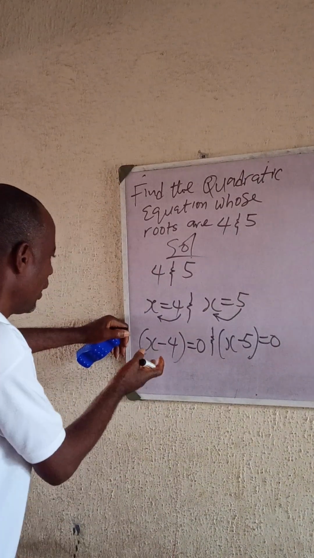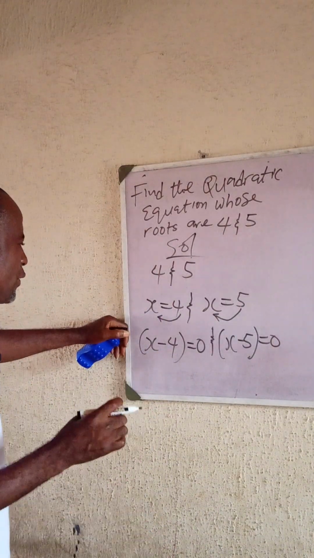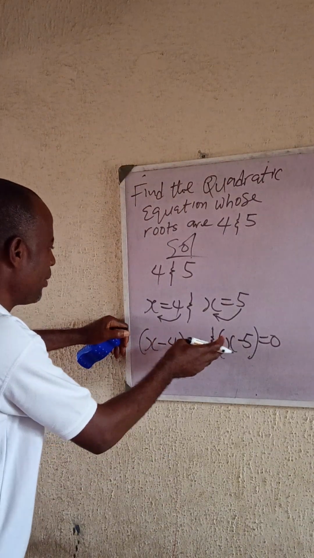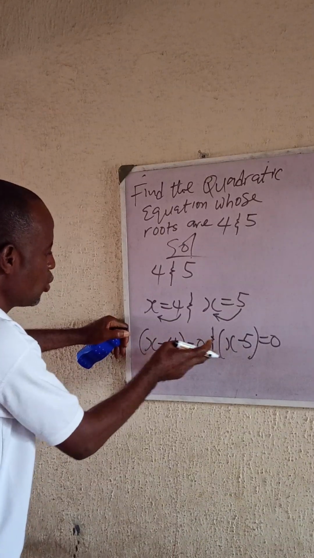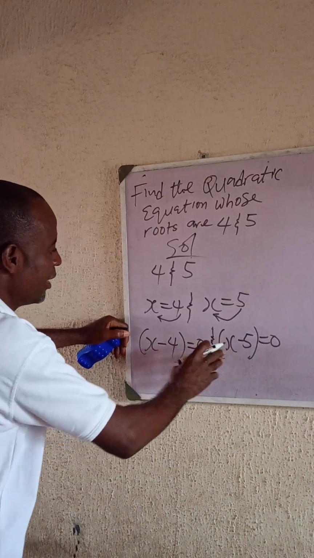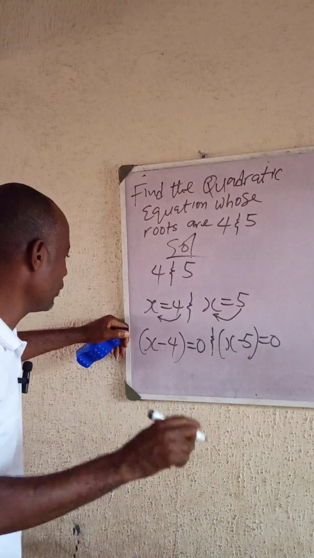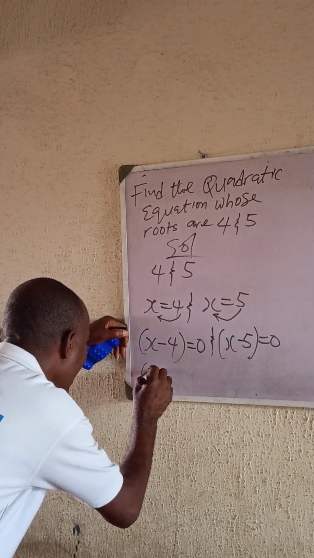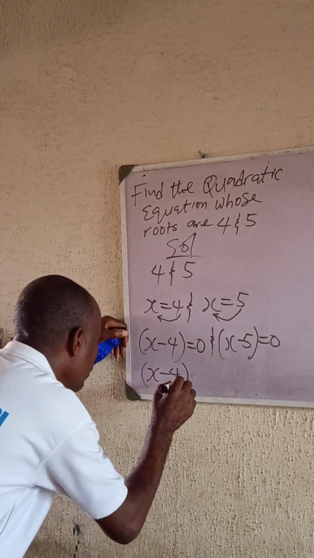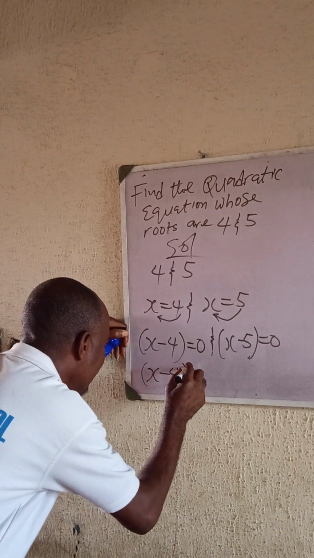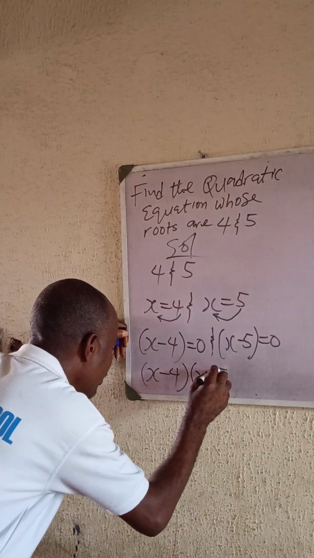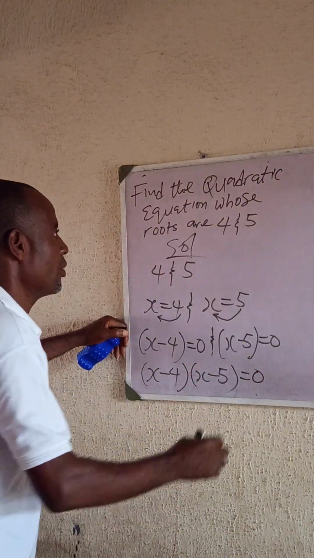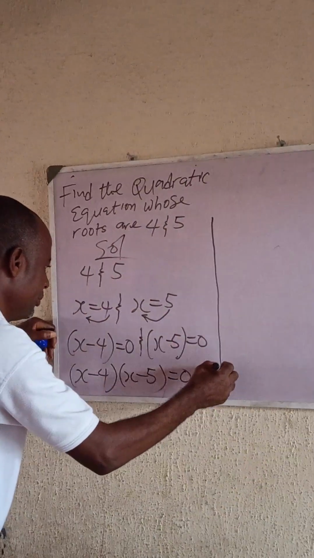So let's go. Then the next step is for us to remove this 0 and bring together these two roots here and equate everything to 0. By so doing, we have bracket x minus 4, bracket close, and bracket x minus 5, bracket close, equal to 0.